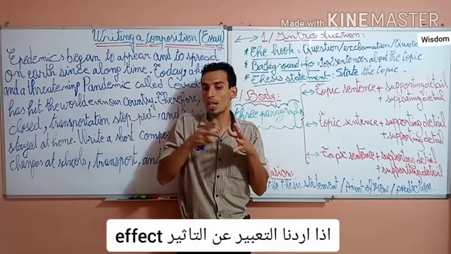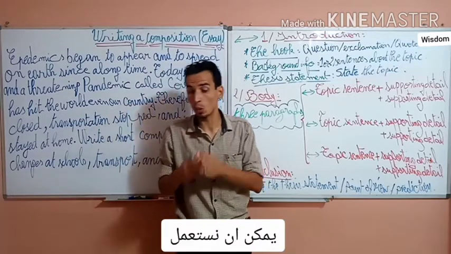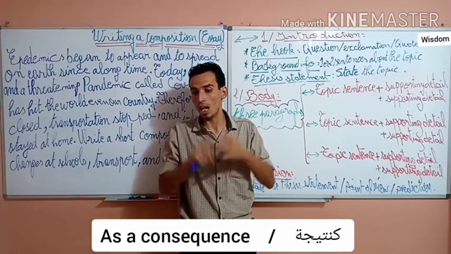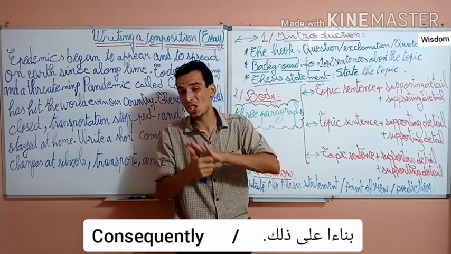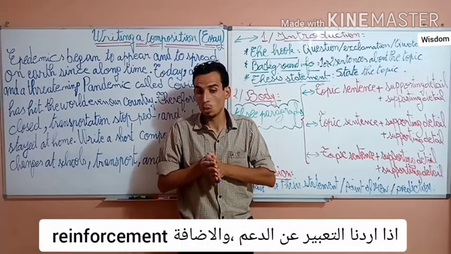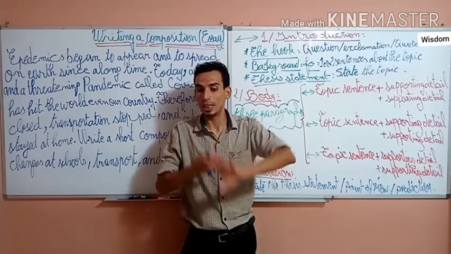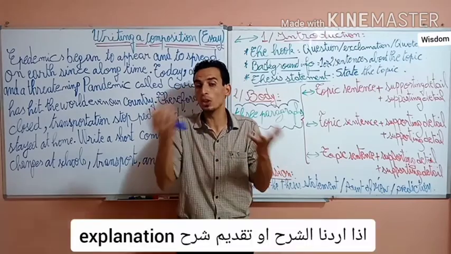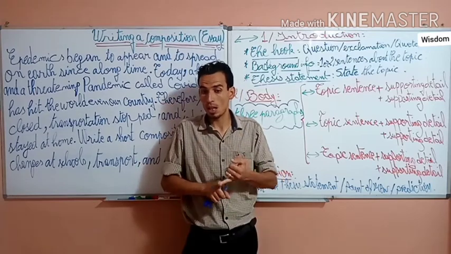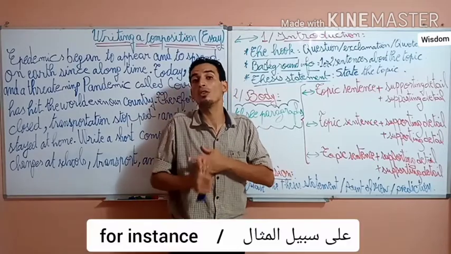If we want to express effect, result, or consequences, we can use so, thus, as a result, as a consequence, therefore, consequently, and so on. If we want to express reinforcement, we can use besides, furthermore, moreover, in addition, and so on. If we want to give an explanation, we can use that is, that is to say, in other words, for example, and for instance.